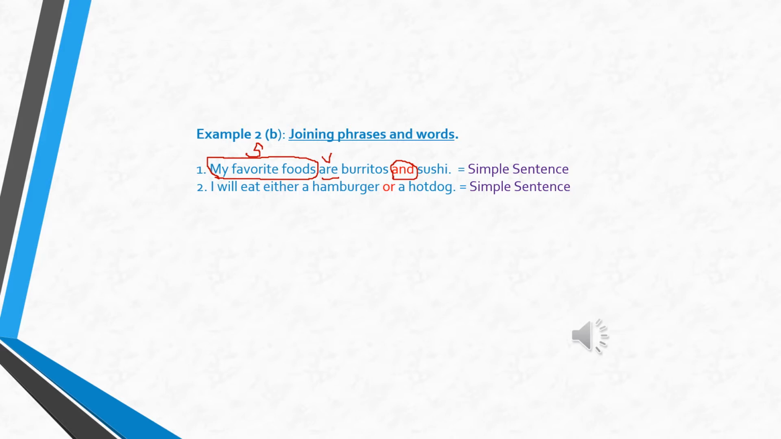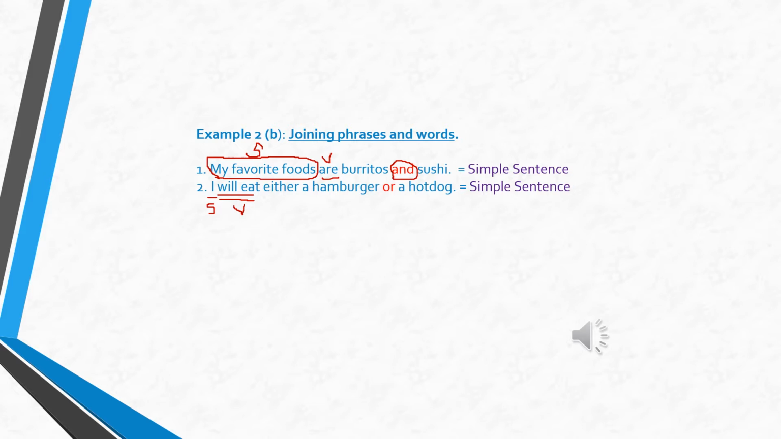Let's take a look at example number 2. I will eat either a hamburger or a hot dog. I is my subject. Will eat is only one verb. Remember that will is not a verb, it is a modal. So it's modifying the verb eat. Eat is my verb. When we have a modal right before a verb, we count them as one verb. So in this case, will eat is only one verb.